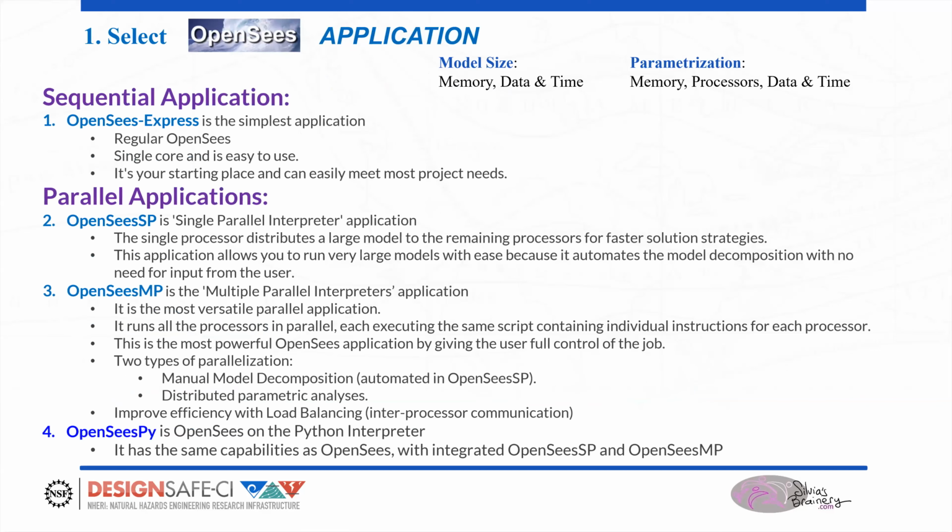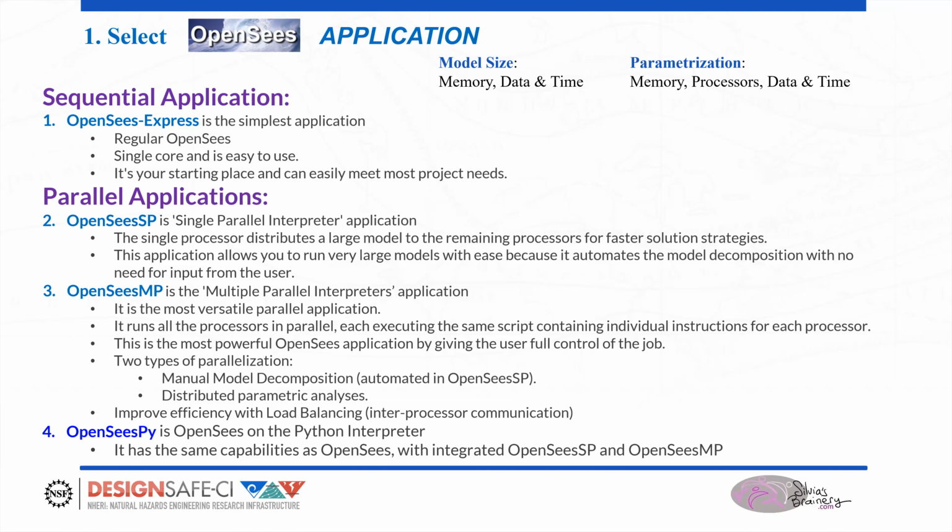And so if we break these up, OpenSees Express is the simplest application. It's just what we're used to. We download it, we run it, and it just runs on a single core, very easy to use. And it's really the best place to start, or the place you should always start. Oftentimes it can easily meet most of your project needs. Most of us are doing nothing grand yet, nothing to volume yet. We're trying to maybe do some development, and so a lot of times just the regular OpenSees Express can meet your needs, especially if you optimize the design of your model.